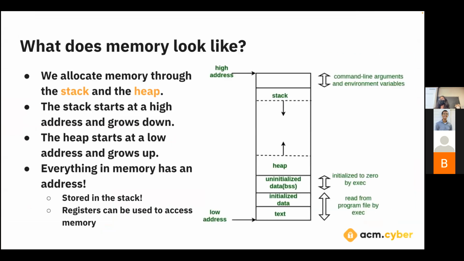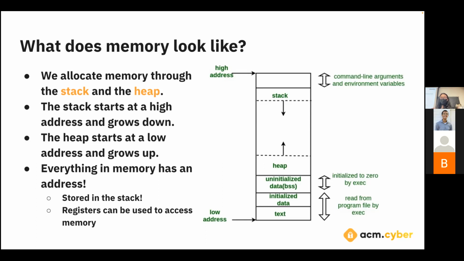So first, what does memory look like? We allocate memory through the stack and the heap. The stack is for local variables, like variables that aren't dynamically allocated, whereas the heap is for dynamically allocated variables, which is when you use keywords like new and delete in C++.